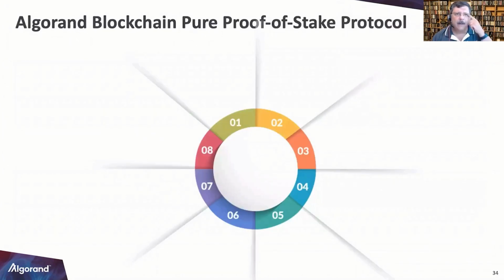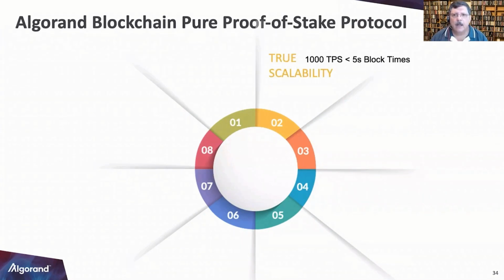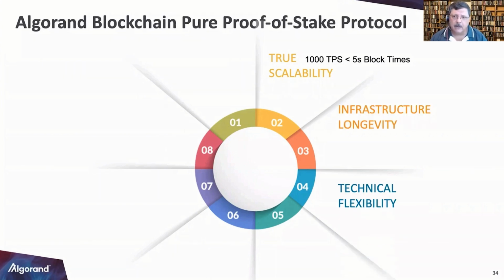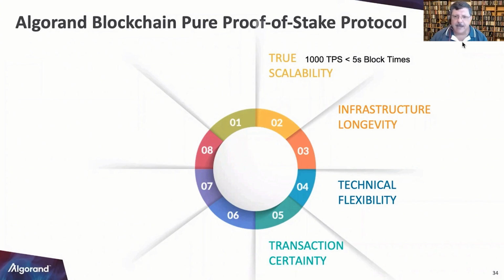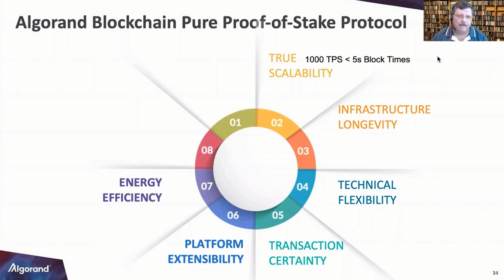And to be clear here, what our protocol is called at Algorand is the pure proof of stake protocol. True scalability, 1,000 transactions per second, and that's going up. Under 5-second block times, and that's going down. You get a lot of infrastructure longevity with all of the open source items and continuing ingenuity and updates. Technical flexibility, lots of SDKs, and transaction certainty, very important. When you do a transaction, you want to make sure it's actually firing off. Platform extensibility, and very energy efficient. It's pretty lean and mean.